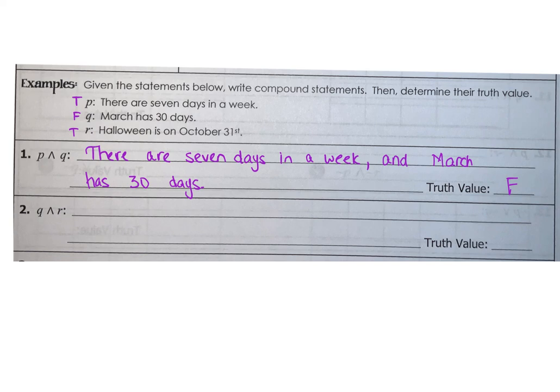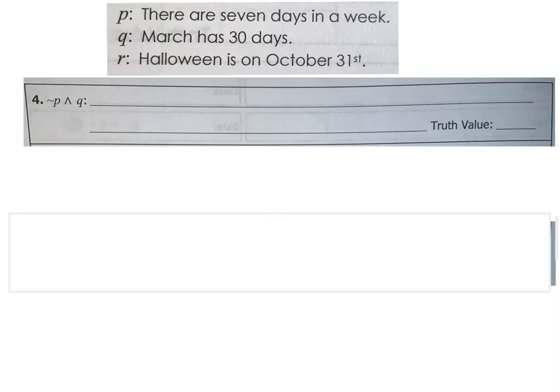All right? So go ahead and do 2 by yourself. The 2 statements that you should have used were what? Right, March has 30 days, and then comma, and Halloween is on October 31st. Was that true or false? False. Why? Which piece of that makes that false? March has 30 days, okay? Also do this with negations, all right?